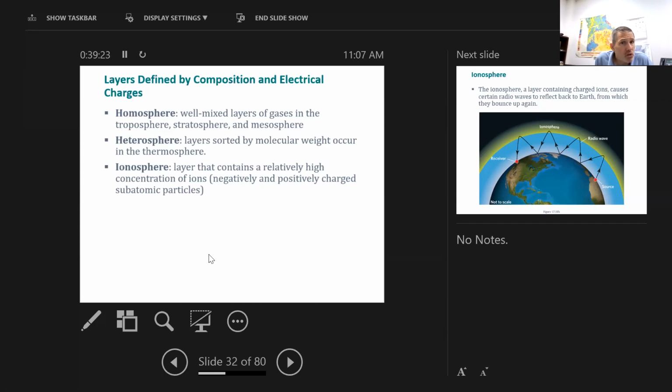Layers defined by chemical composition and electrical charge. When we start looking at these, not looking at temperature, the lower portion of the atmosphere, the troposphere, stratosphere, and mesosphere, are pretty uniform. The homosphere is this well-mixed mixture of gases. Again, there is a slight increase in the stratosphere where the ozone is, but by and large, it's a pretty uniform, homogeneous mixture of gases. But then when we look at the heterosphere, these are the layers in this really, really thin air as a result of molecular weight differences in different gases.